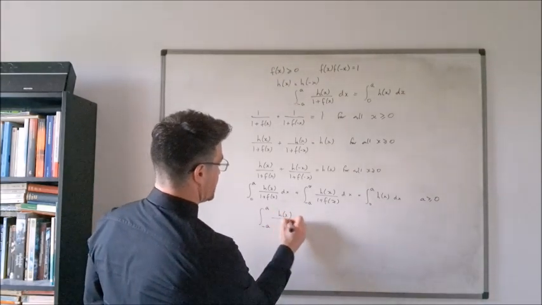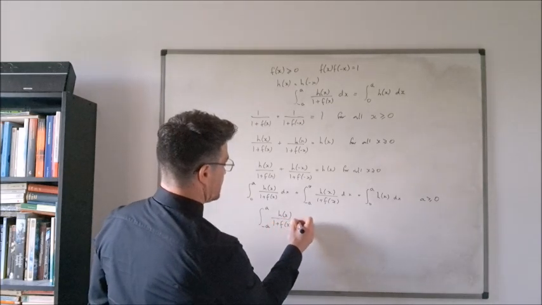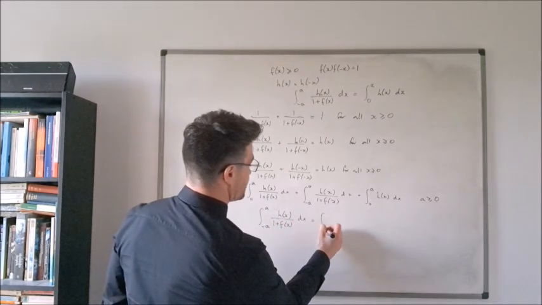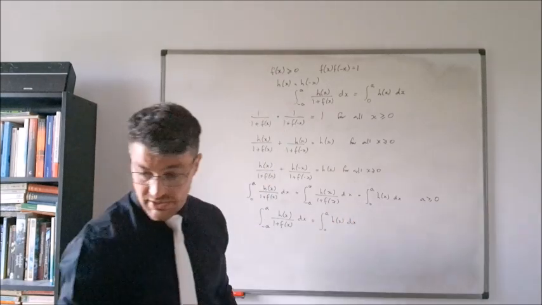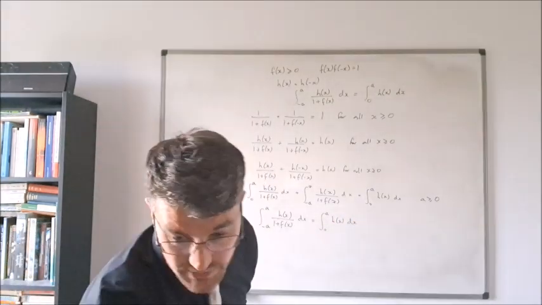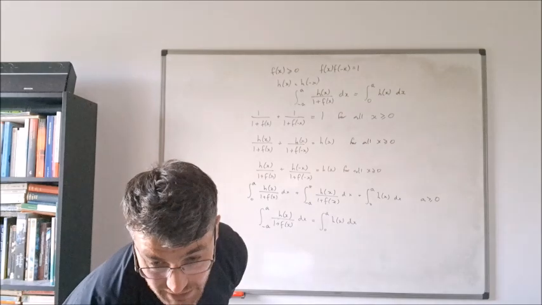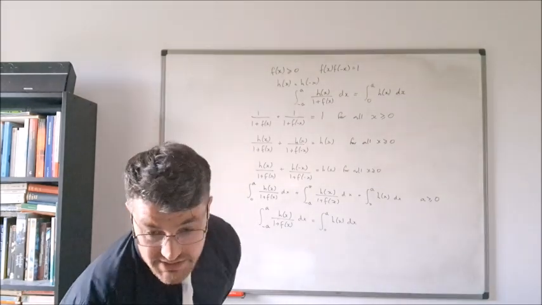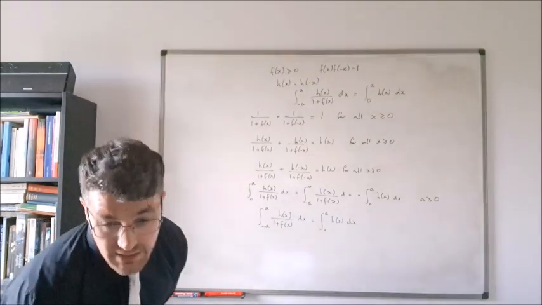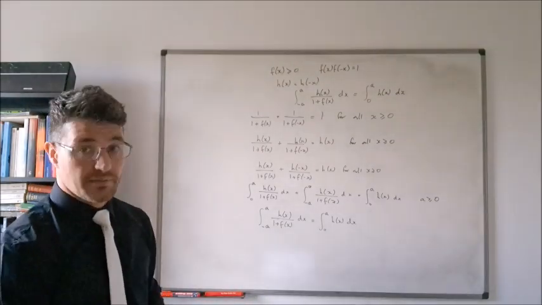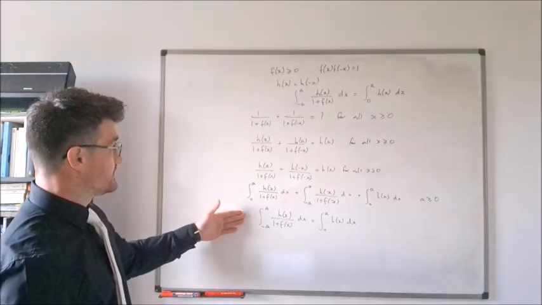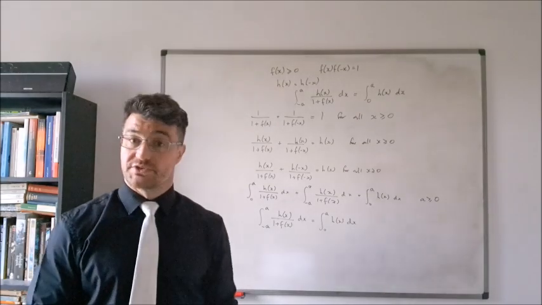of h of x over 1 plus f of x dx equals the integral from 0 to a of h of x dx. Let me have a look. Is that what we needed? Yes, it is. That's exactly what we need. So that establishes the result from part 3. Okay, so let's move on to part 4.